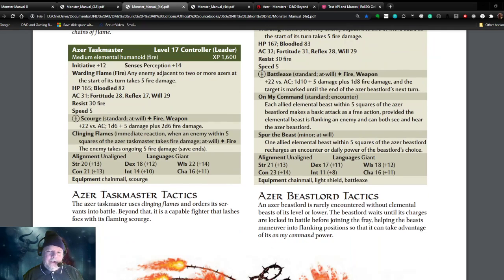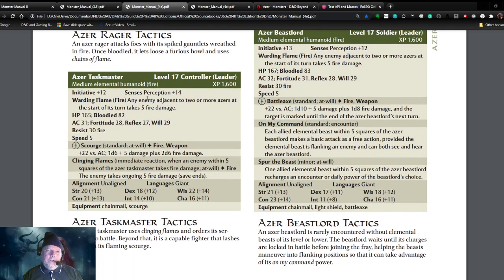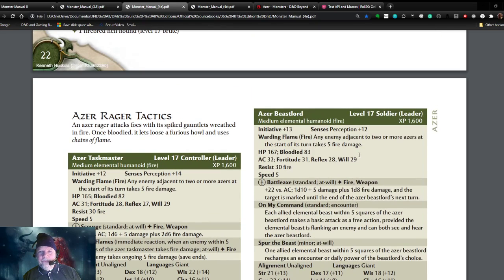Then we have an Azer Taskmaster and Azer Beastlord. So the Azer Taskmaster is a level 17 controller, armor class 31, hit points 165, with clinging flames. It's an immediate reaction when an enemy within 5 squares takes fire damage, and the enemy takes ongoing fire damage, save ends. The scourge that it uses is plus 22, 1d6 plus 5 damage plus 2d6 fire damage.